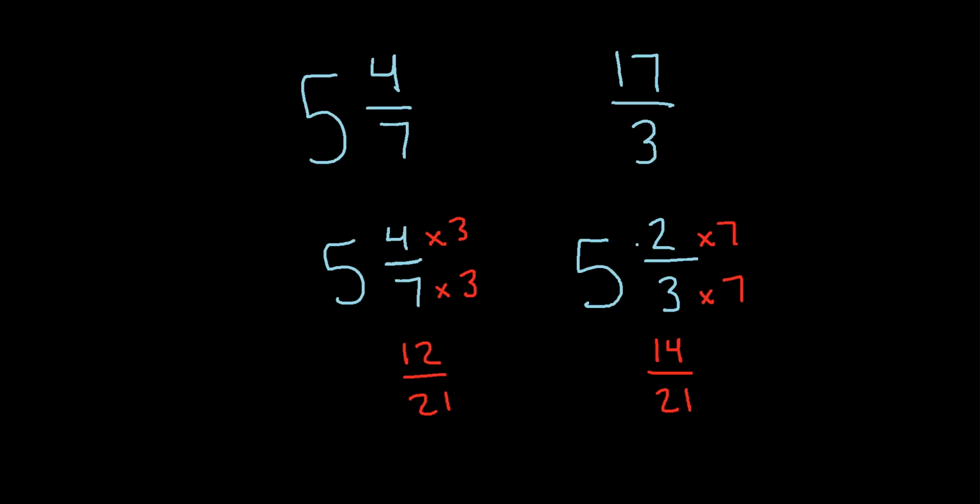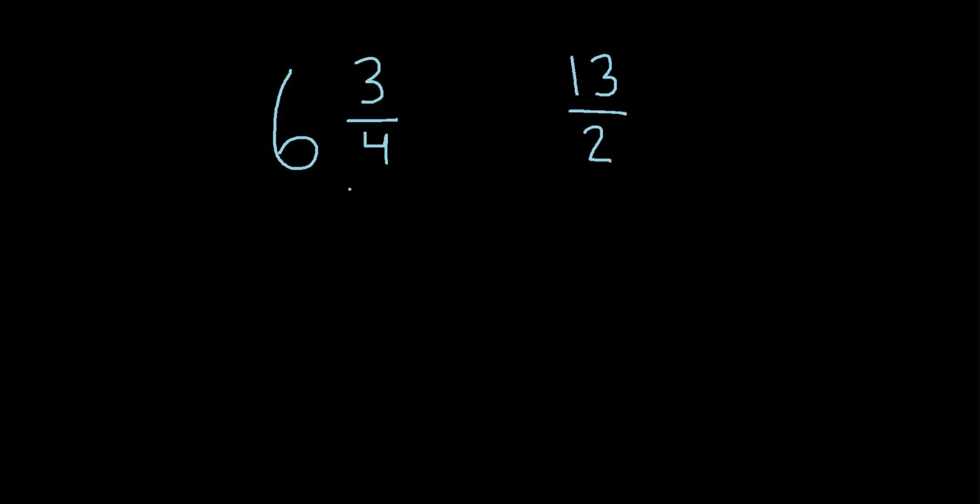So 5 2/3 is greater than 5 4/7. So up here we're going to draw a greater than sign towards 17/3. So 17/3 is greater than 5 4/7. All right, let's try one more example. Let's say we have the mixed number 6 3/4 and the improper fraction 13/2. Which one of these is larger?